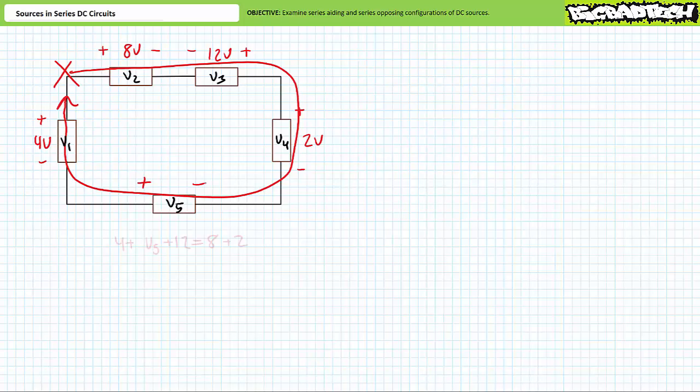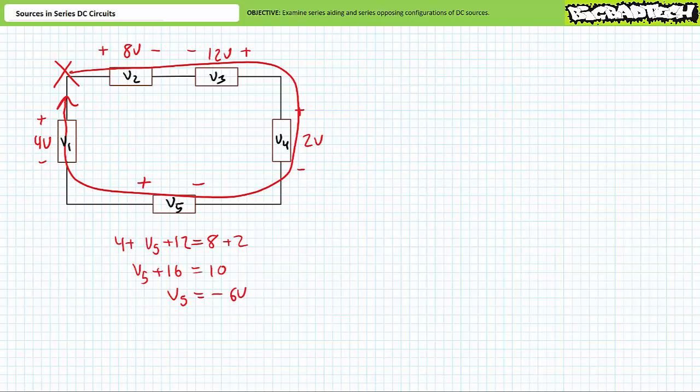Allow me to demonstrate. Starting here and traveling clockwise, we first encounter an 8 volt drop, followed by a 12 volt rise, followed by a 2 volt drop, followed by the unknown voltage rise across V5, followed by a 4 volt rise, and we're back where we started. All the rises on the left and all the drops on the right. Again, we don't know if V5 really is a drop or a rise. We just assign polarities randomly and remain consistent given our direction of travel.